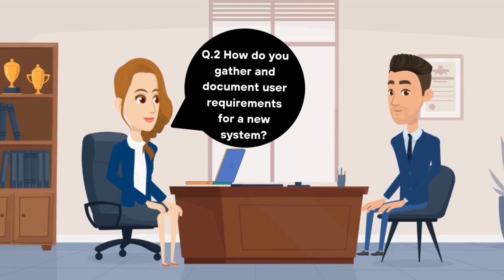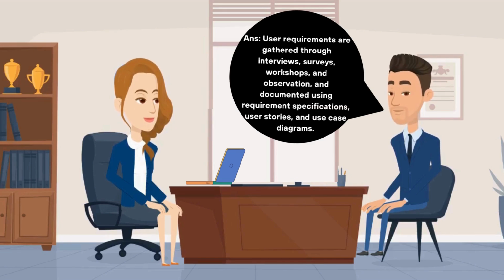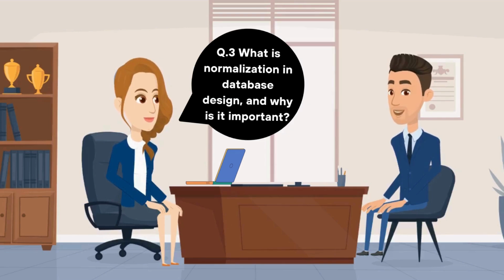How do you gather and document user requirements for a new system? User requirements are gathered through interviews, surveys, workshops, and observation, and documented using requirement specifications, user stories, and use case diagrams.